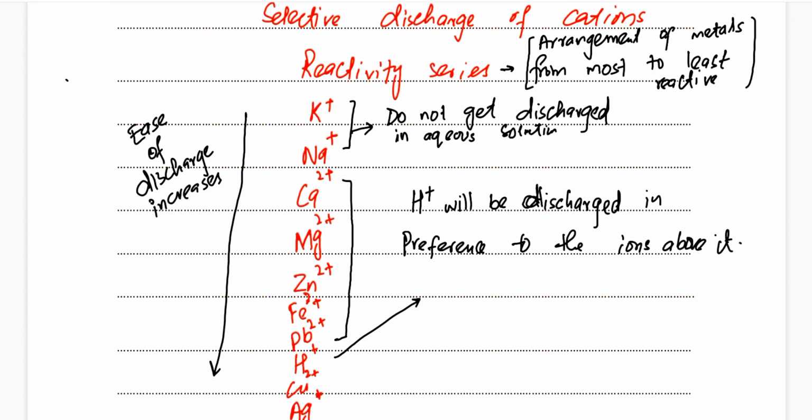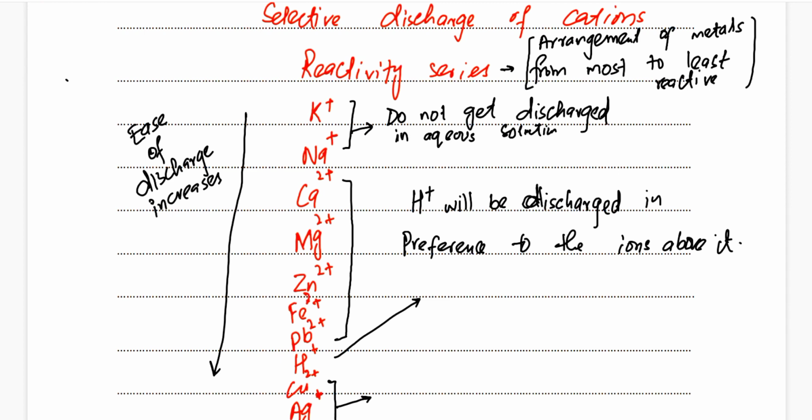You can simply see over here that for the ions which are above it, it's hard for them to be discharged, so that's why we can say hydrogen will be discharged. It's easy for hydrogen to be discharged, so when we have the aqueous solution, hydrogen will be discharged as compared to the calcium, magnesium, zinc, lead, and iron. Okay, so hydrogen will be discharged first.